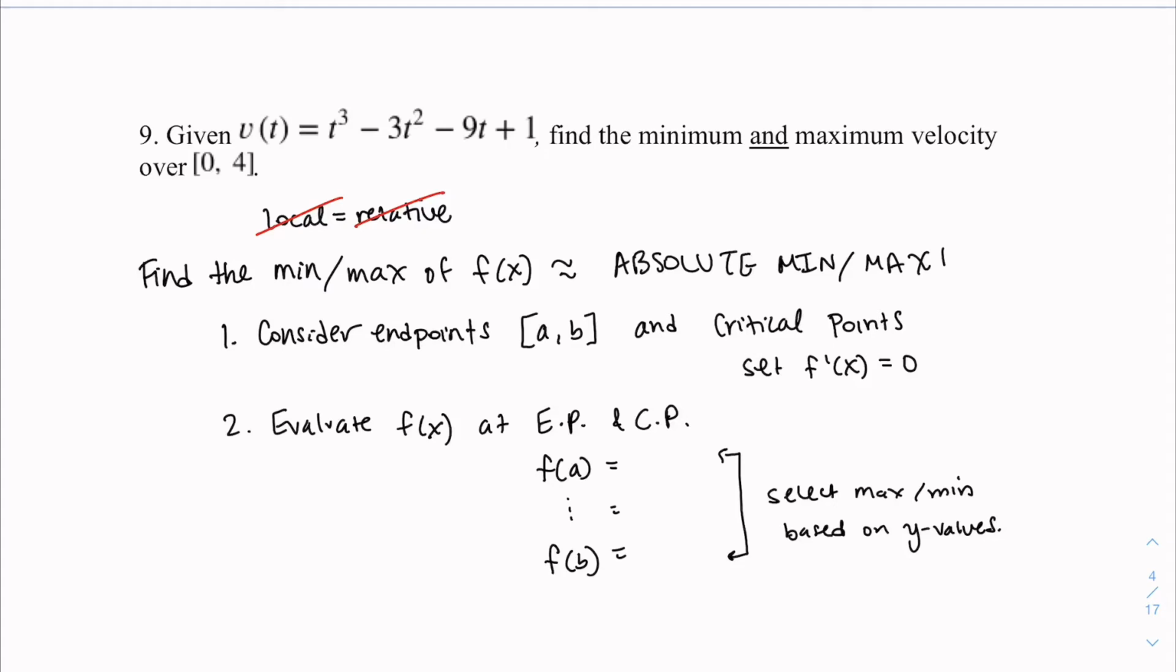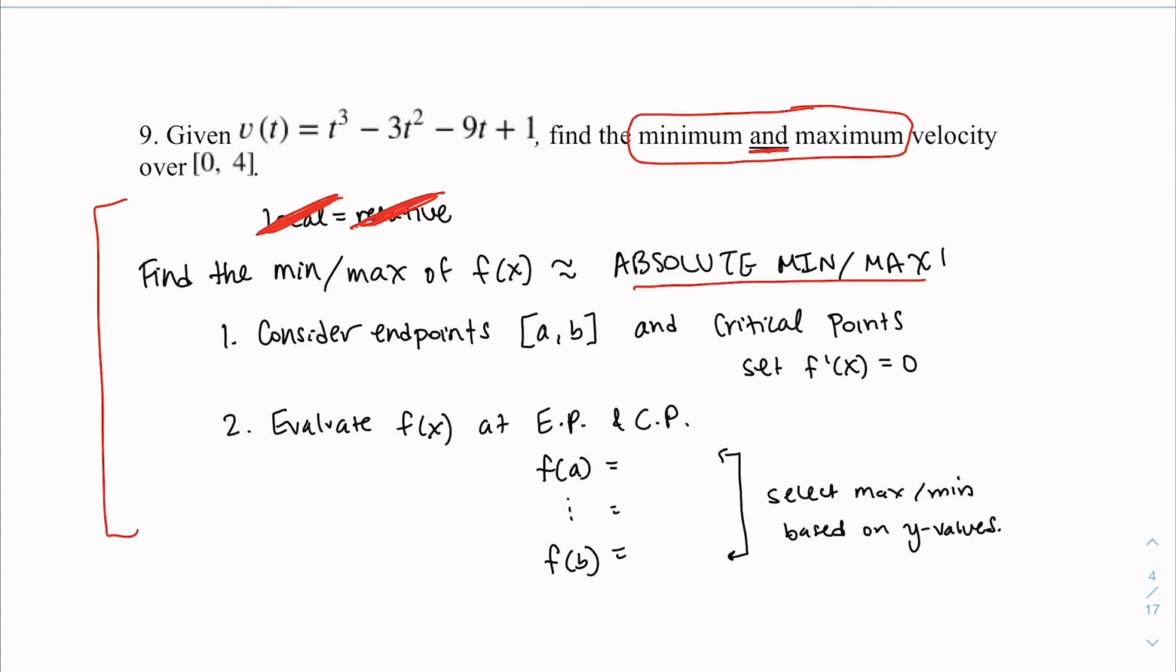Okay, so for number 9, it gives us the velocity function and asks us to find the minimum and the maximum velocity. So I want to bring us to these notes here that will guide us through the problem. Anytime that you see a question that asks for the min or the max, and they don't use the words local or the words relative, then we're finding the absolute min and the absolute max.